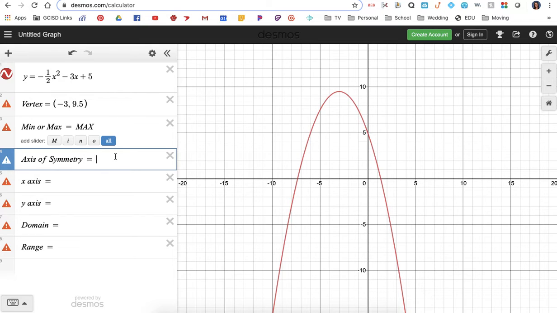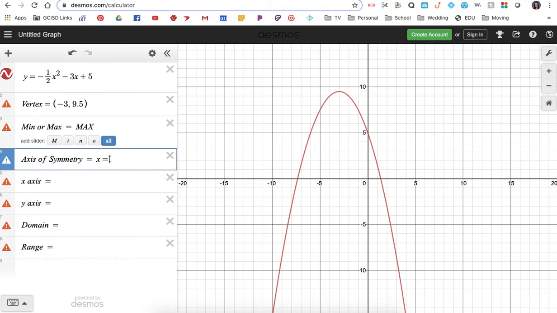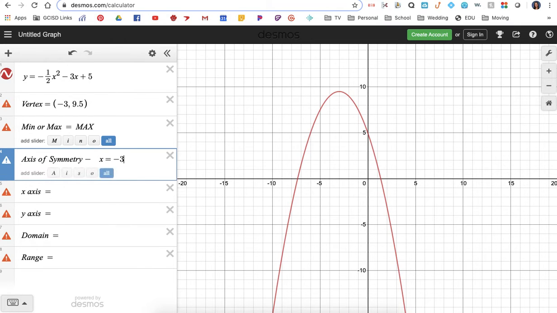Axis of symmetry is always going to be an x equals. So I would say x equals, and then I would look at what my value would be. I have to take the x that comes out of the vertex. So my x would be this guy, negative 3. My x, it's supposed to say x-intercept. It won't let me type that on here. So we're going to say my x-intercept.